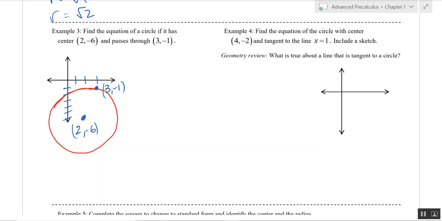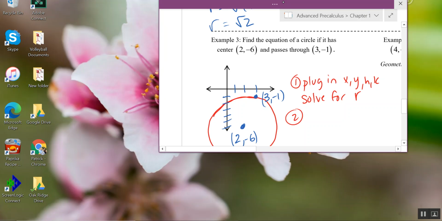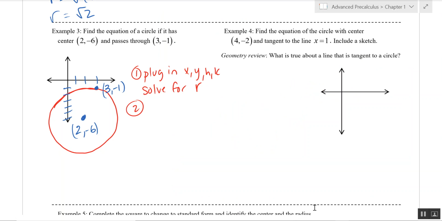So there's two ways you can find the radius. The first one is the one I'm going to show you. This is one most people wouldn't think to do, but you could plug in x, y, h, and k and solve for r. The second thing you could do, which most people would take as their approach, is the distance formula, and we would use that to find our radius. So I'm just going to plug in everything I know into the standard form of the circle.